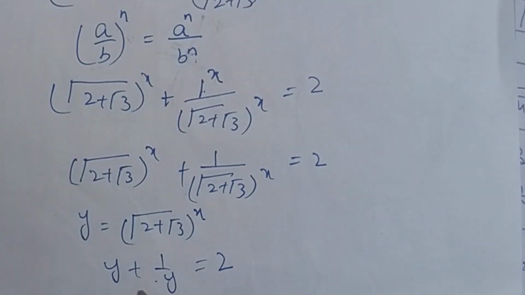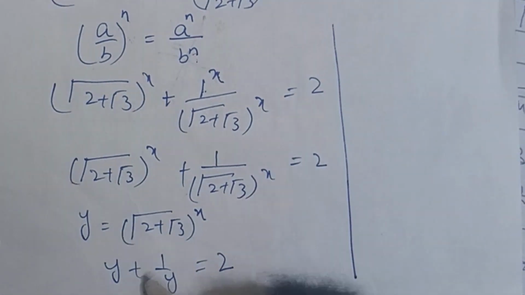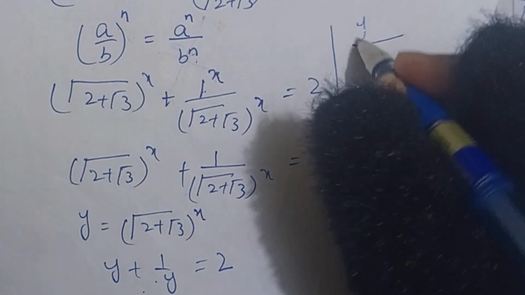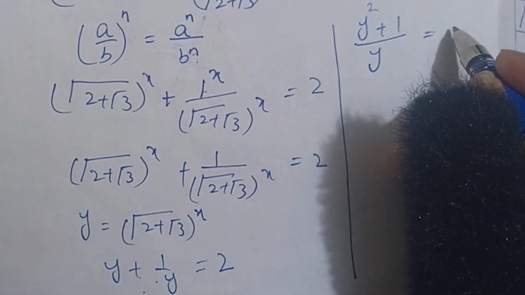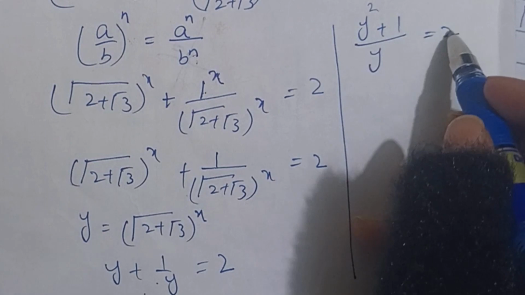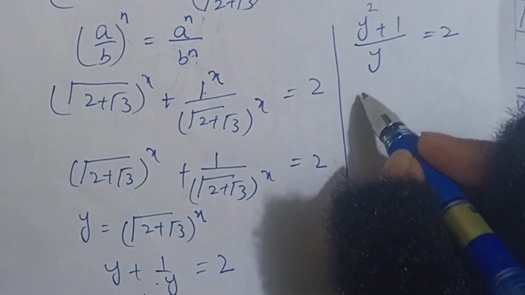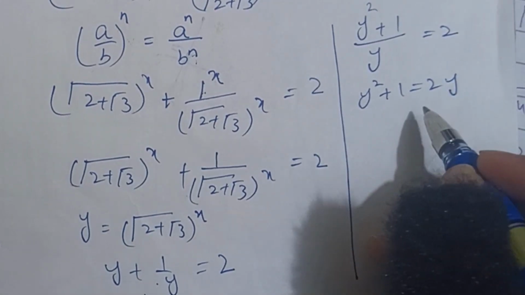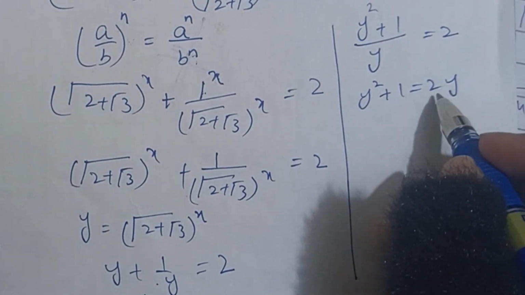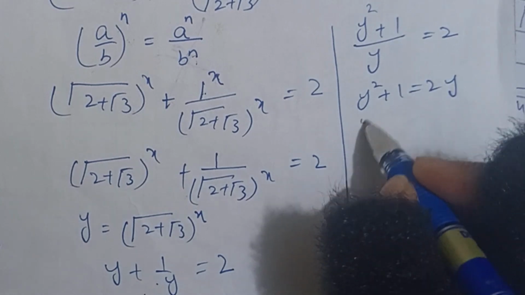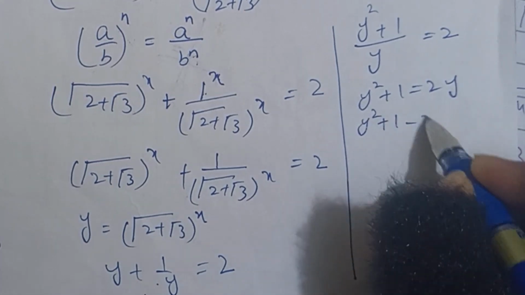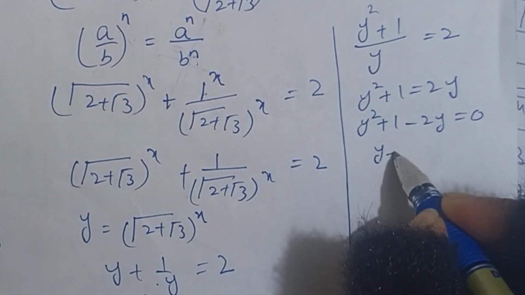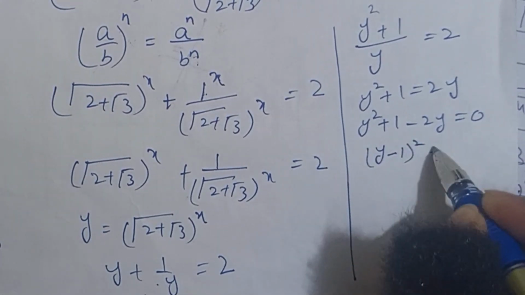Now look at the left-hand side. If we take the LCM, the numerator becomes y² + 1 over y, equal to 2. Multiplying this equation by y, we get y² + 1 equals 2y. Subtracting 2y on both sides, we get y² − 2y + 1 equals 0, which is (y − 1)² equals 0.